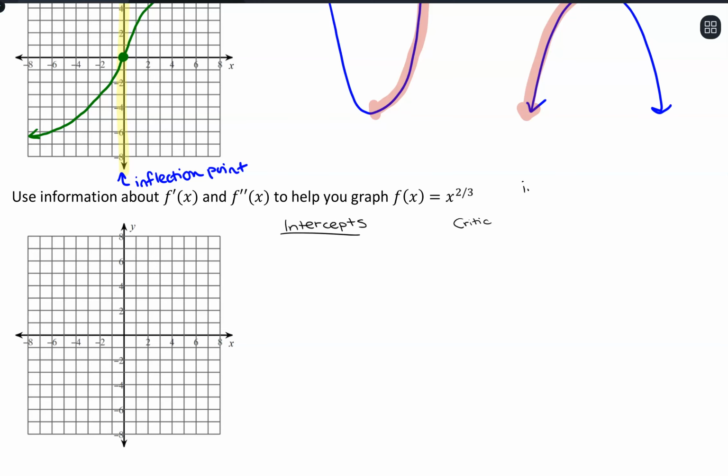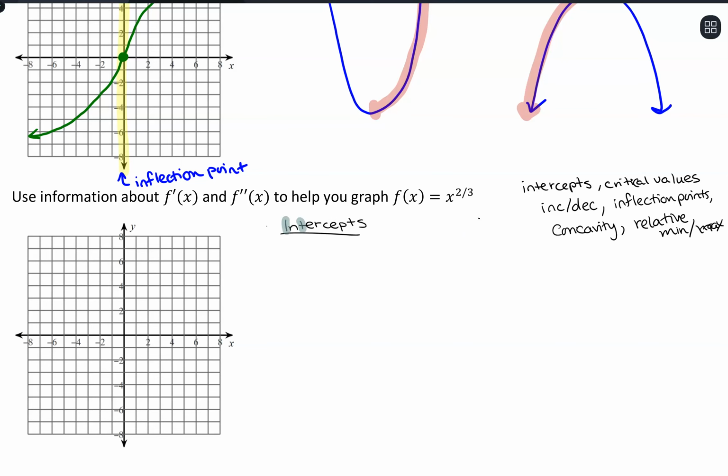I'm just going to make a note to the side here and we'll go through it. Intercepts, critical values. We'll talk about increasing, decreasing. We'll talk about inflection points. We'll talk about concavity, concave up, concave down, and then relative minimums and maximums. Okay, that's a lot, but a lot of this ties together, so hopefully it won't be too bad.